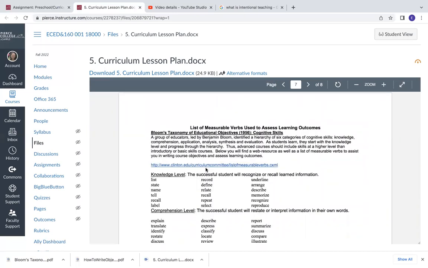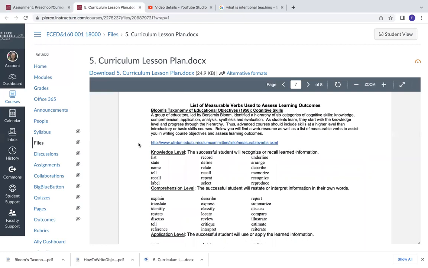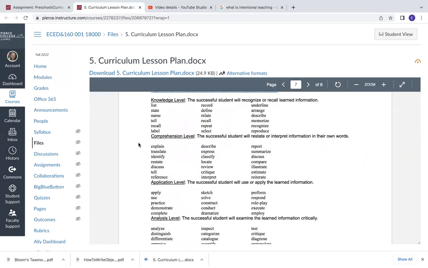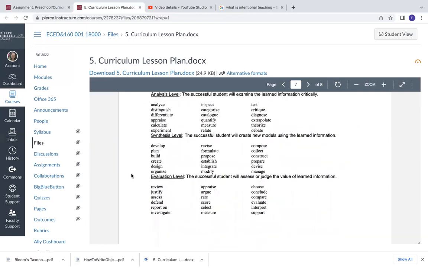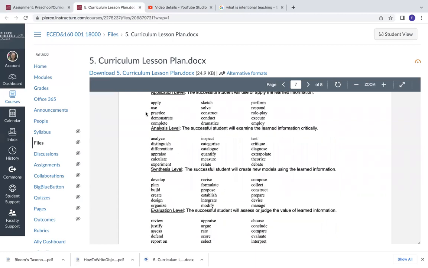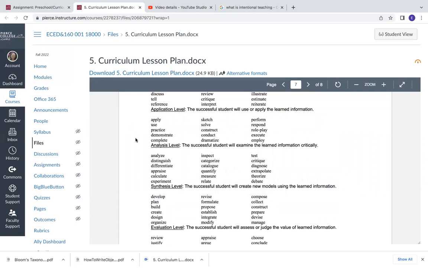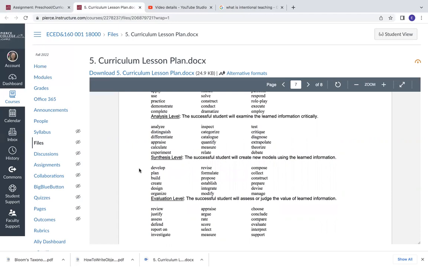Lastly, here is Bloom's taxonomy's use of verbs to assess learning outcomes. These are verbs that you're going to use in your activity objective. The knowledge level is the lowest level, and it goes on to the evaluation level. These verbs are high, deep learning. A lot of what we do seems to be at the application level. See if you can challenge yourself and your children by using higher level verbs.